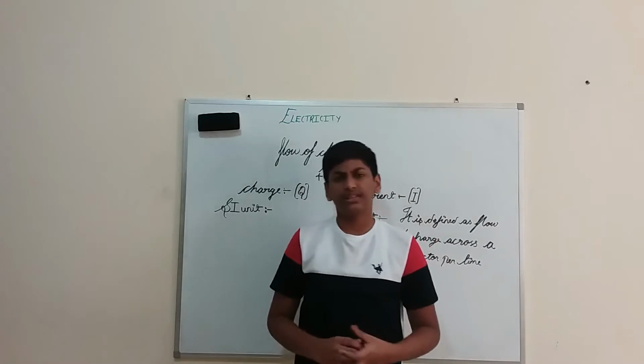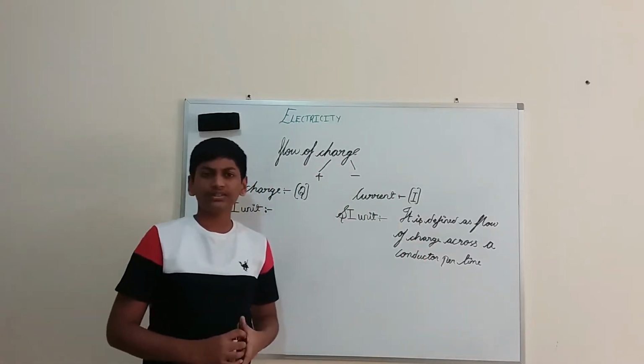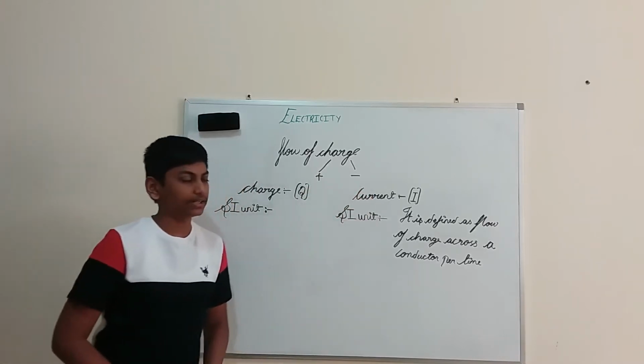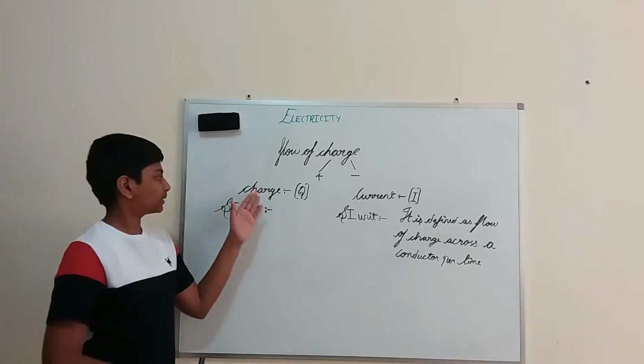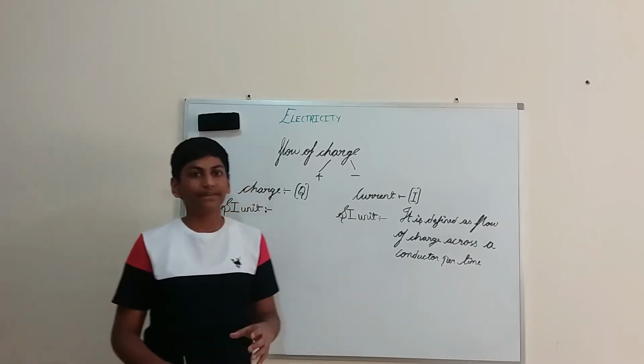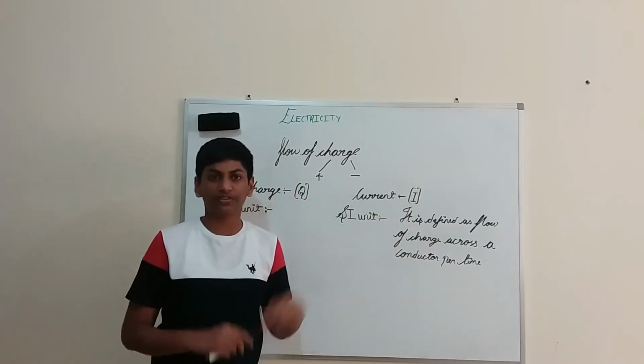What is electricity? Electricity is nothing but flow of charges. Flow of charges means there are two types of charge. What are they? Positive and negative charge. So next we'll keep on moving with the charge. Charge can be represented in the form of capital Q, and current can be represented in the form of capital I.